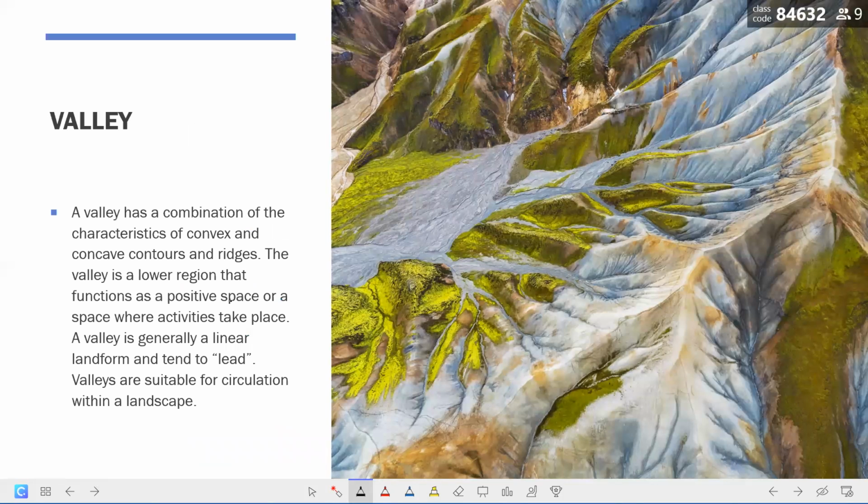Valleys. A valley has a combination of the convex and concave contour characteristics and ridges as well. Valleys are lower regions that function as a positive space or a space where activities take place. They are generally linear landforms. They tend to lead your vision to a certain point. And so sometimes valleys are extremely suitable as circulatory spaces within the landscape.